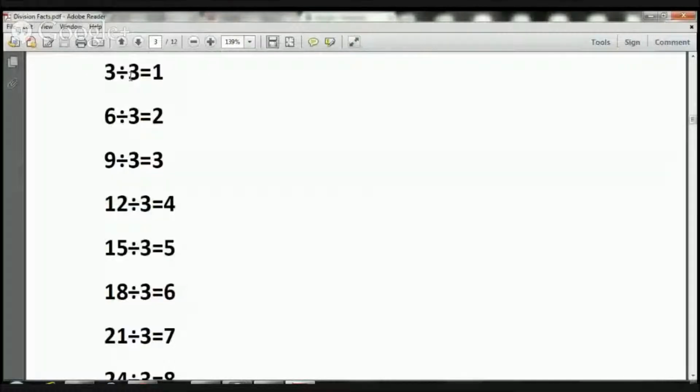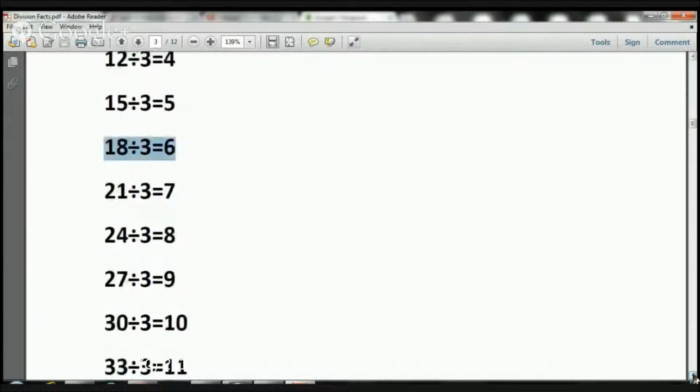So what we're going to be talking about today is our division facts, and we're going to be dividing by 3, okay? We're going to be dividing by 3, so let's get started, okay? 3 divided by 3 equals 1. 6 divided by 3 equals 2. 9 divided by 3 equals 3. 12 divided by 3 equals 4. 15 divided by 3 equals 5. 18 divided by 3 equals 6.